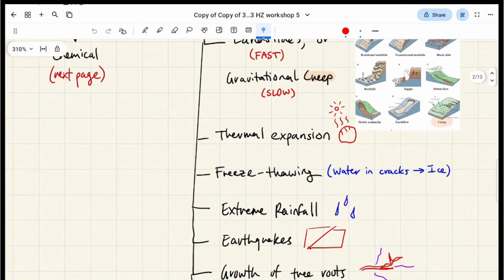So thermal expansion is when there's heat effects on a rock, say from the sun or a change in weather or something, and it causes it to expand and contract. That will cause some level of mechanical weathering.